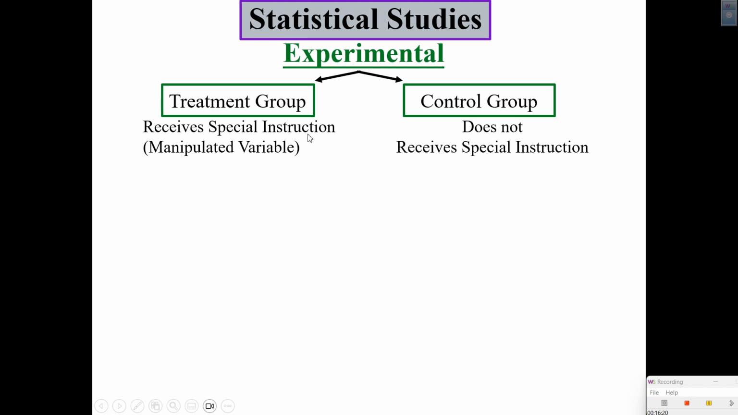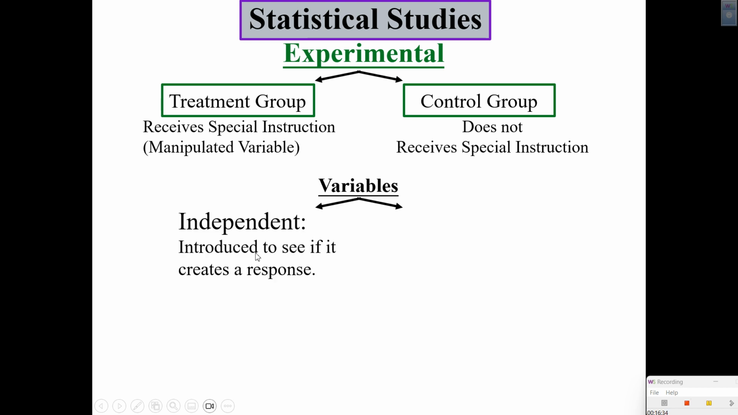All right. So, let's talk about variables. Look up, please. Independent variable is the one you introduce to see if it creates a response. So, think about it. What was the independent variable that I introduced that day to see if it created a response? The police, right?